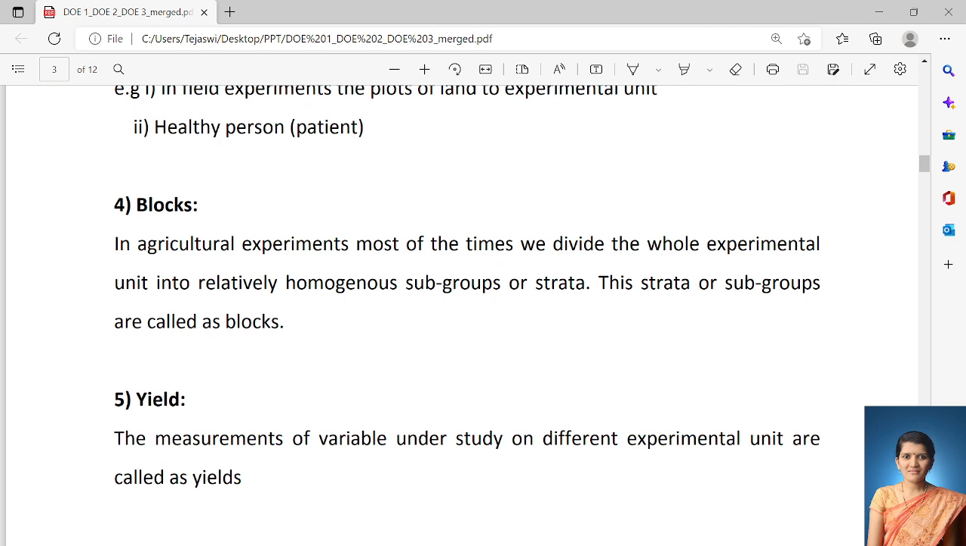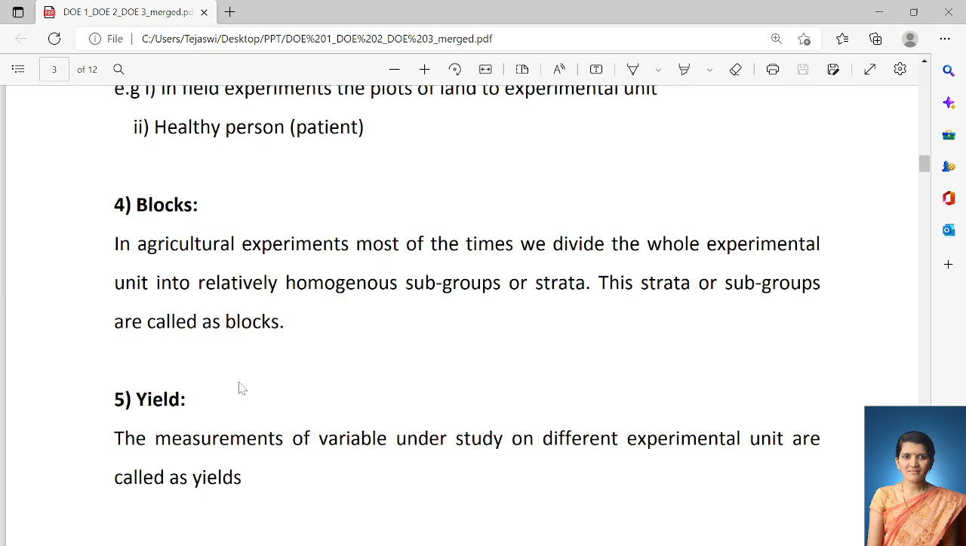Their data is heterogeneous. So, make groups of homogeneous material, and this homogeneous group is called a strata, or in the terminology of design of experiments, a block. In stratified sampling, we make homogeneous groups, and each group is called a strata. The same meaning is used for blocks. So, a homogeneous group or strata is called a block.